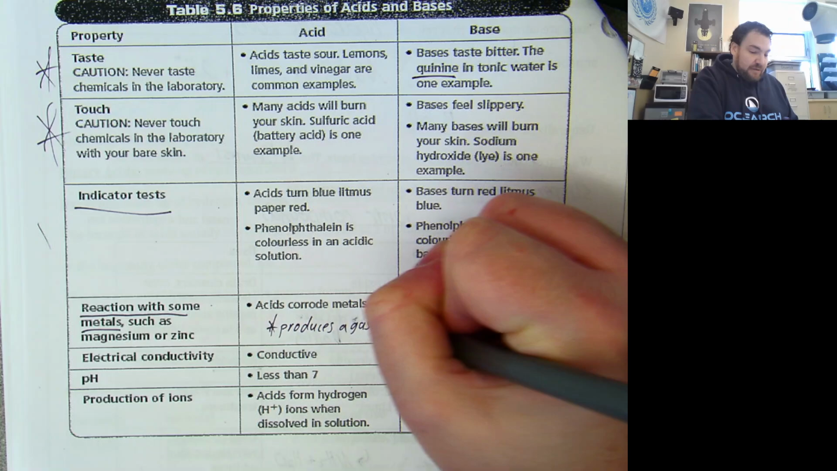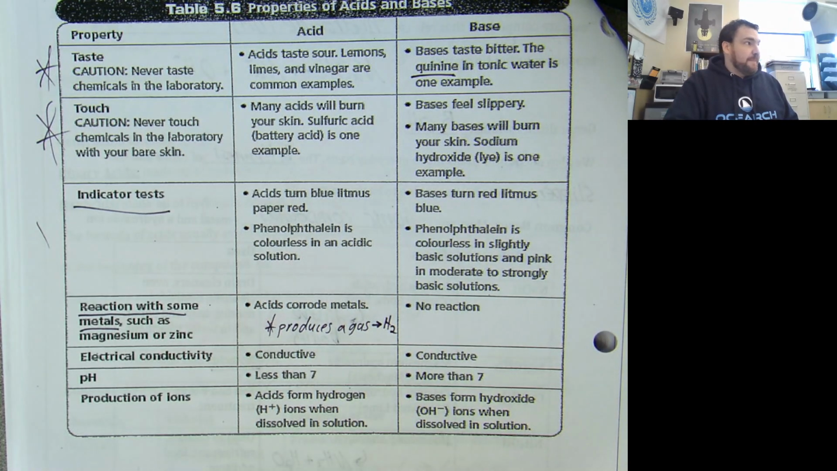Specifically, hydrogen gas. If you take a liquid, put it on metal, and it immediately starts bubbling, it's producing hydrogen gas, and what you've added to the metal is an acid. Bases will not react with metal. They just don't.